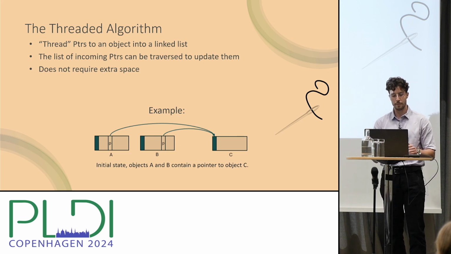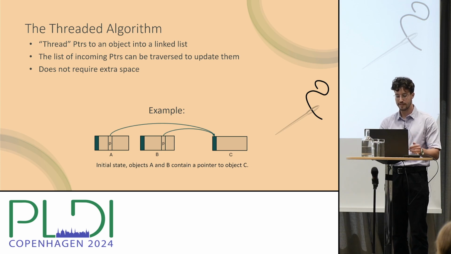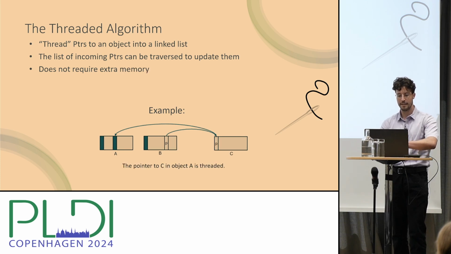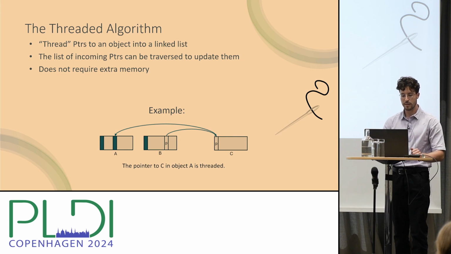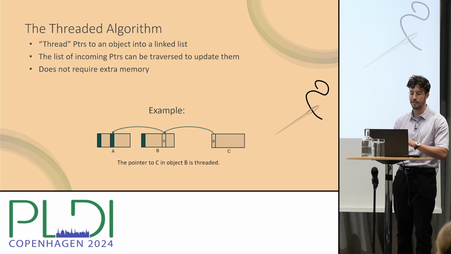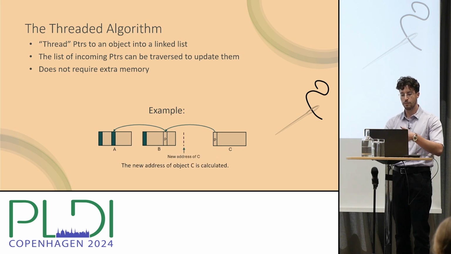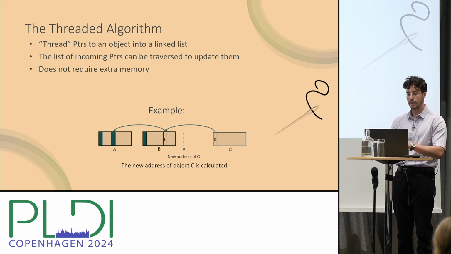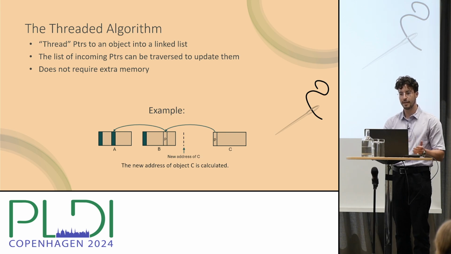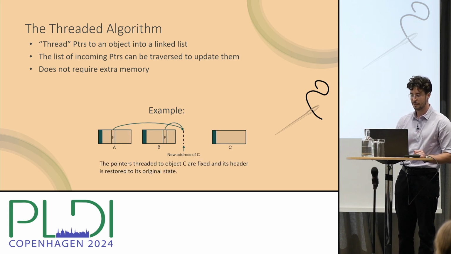So a short example of this process is if we have, say, objects A and B, which contain a pointer to object C. When we reach object A, we notice the pointer in it, and we add it to the threaded list going from C. Then we do the same to object B when we reach it, and we reach a state in which all pointers to C are threaded into a linked list beginning in its header. Then when we reach object C and we calculate a new address for it, we can traverse this list and update the pointers in it to reach the final state in which the pointers are fixed.